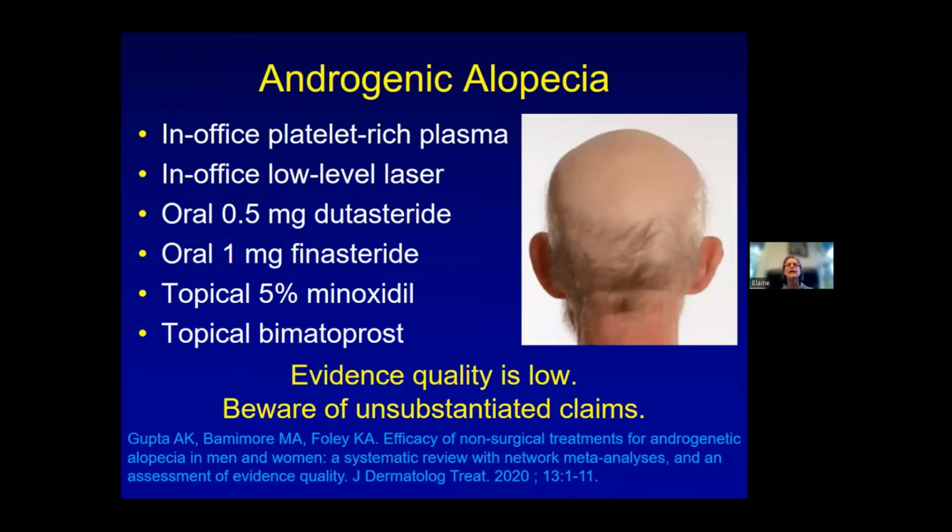Same thing for androgenic alopecia. I listed some things here that people are using. I certainly don't have any experience in treating androgenic alopecia in adult men with hypohidrotic ectodermal dysplasia, but just be aware of the quality of the evidence for pretty much all these products, except for minoxidil, which has pretty robust data, but it just doesn't work all that well. And again, I try to caution people about being wary of unsubstantiated claims.